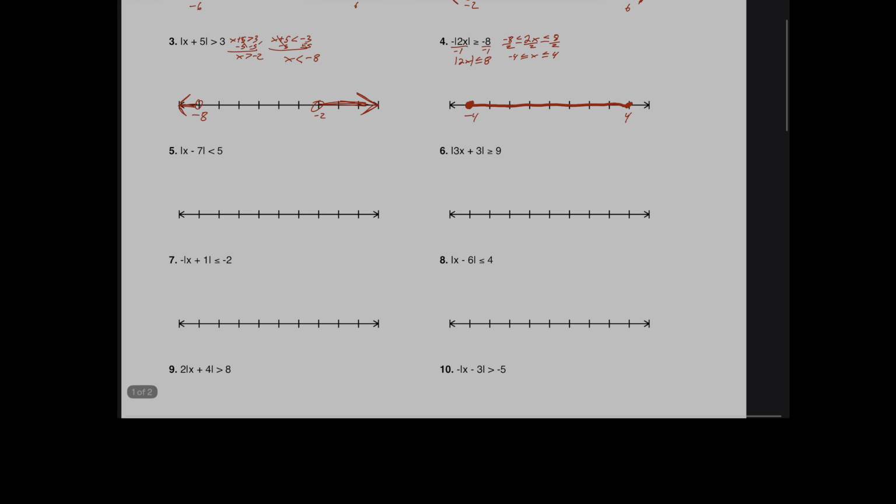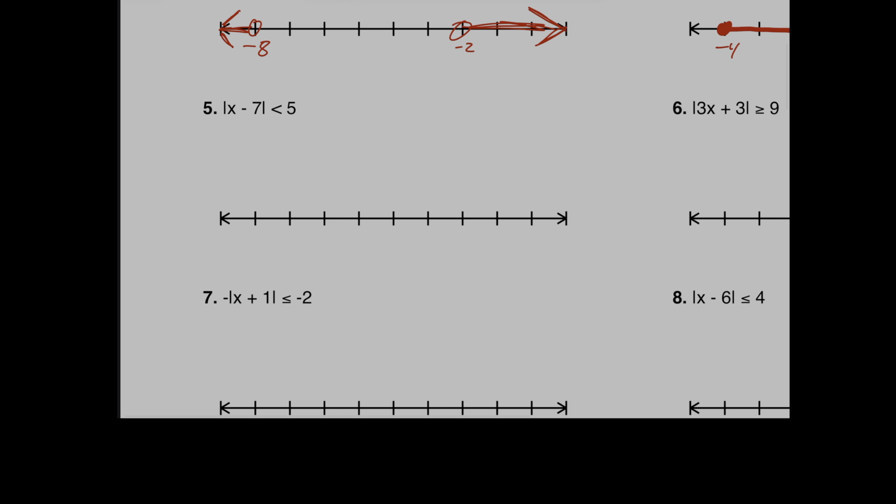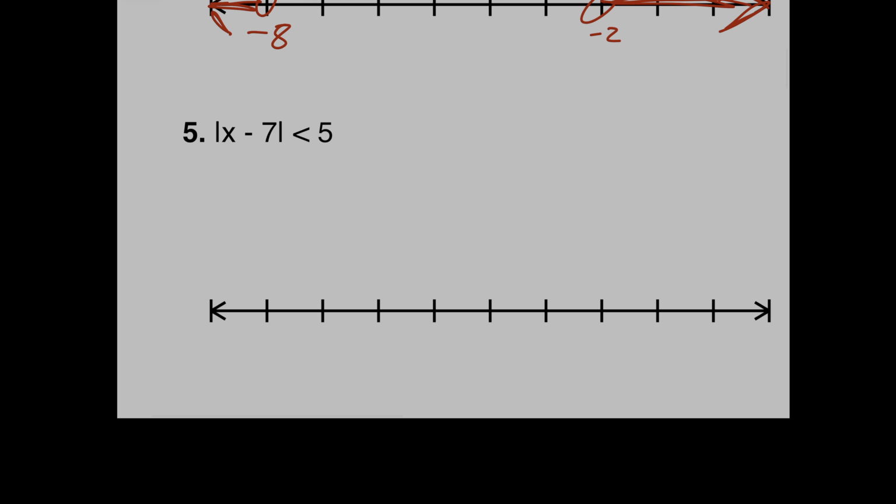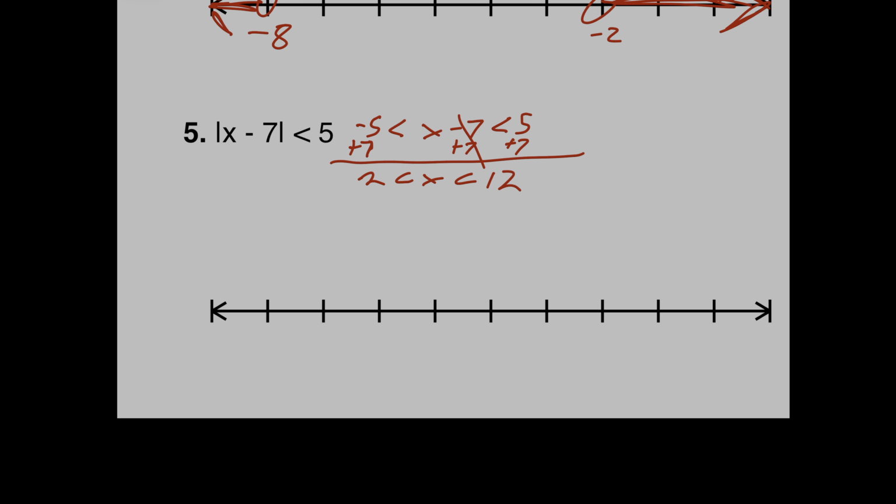Okay, let's go on to number 5 here. Okay, so zoom in, and there's no weird thing here. That's just an innie. So I'm going to write x minus 7. I know it's an innie because it's a less than sign. Less than sign means innie. And so I put it inside, and I'm going to go a -5, and I'm going to go a +5. There's the setup. Now I'm just going to go add 7 to all 3 sides. They die, and here I'm going to get a 2 is less than x, which is less than 12.